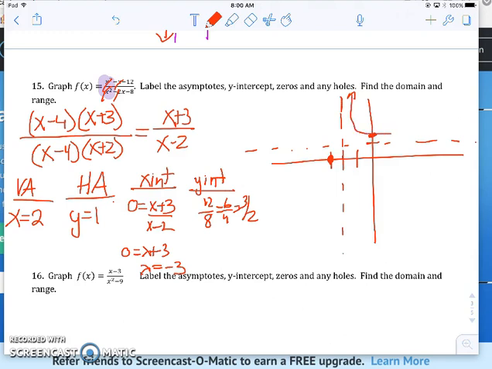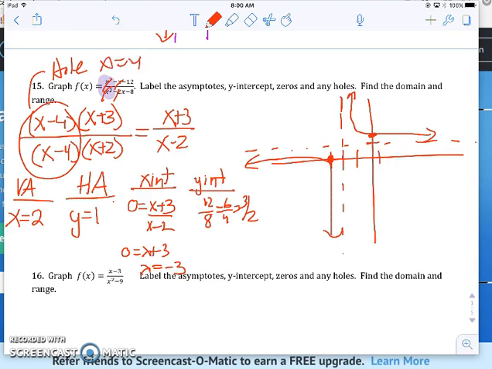So we know our swoops must be here and here, but we had a hole right here at x equals 4. So we can go 1, 2, 3, 4, go up to our graph, and we'll put a hole there.